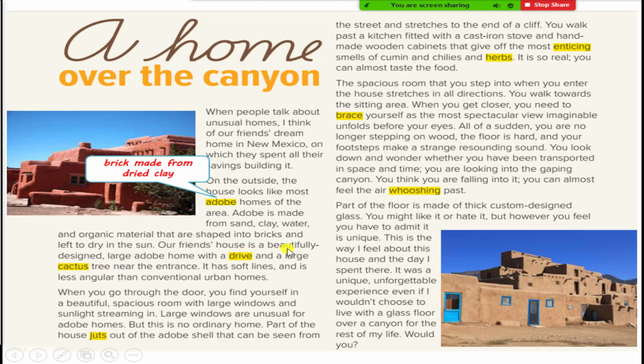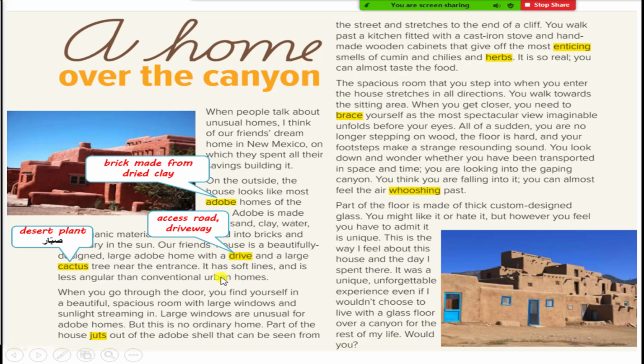Our friend's house is a beautifully designed, large adobe home with a drive and a large cactus tree near the entrance. With a drive, take care, drive here is a noun, not a verb. Noun means access road or driveway, an entrance to the house. And a large cactus tree near the entrance. The cactus is a desert plant, a kind of plant. It has soft lines and is less angular than conventional urban homes.